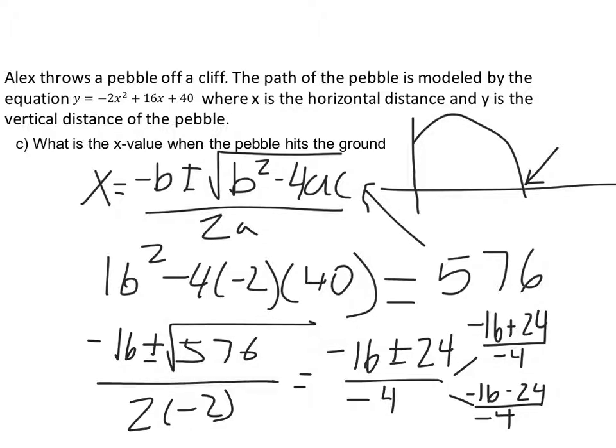Okay. Now let's actually get these numbers. So when we do the top one, we get 8 over negative 4, which is going to be a negative 2. And the bottom one we're going to get a positive 10. Now make sure that when you do that, you do negative 16 minus 24, enter, then divide by negative 4. Now think, we have 2 answers here, but we can't have a negative x value or distance. So this is actually going to be our answer, 10. That's what the x value would be when the pebble hits.